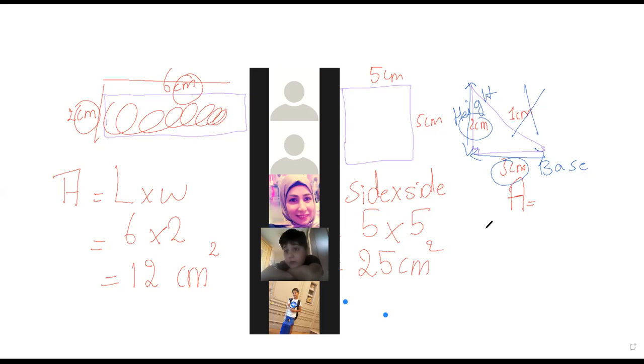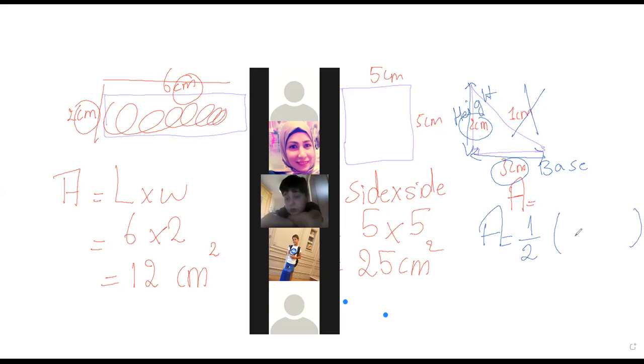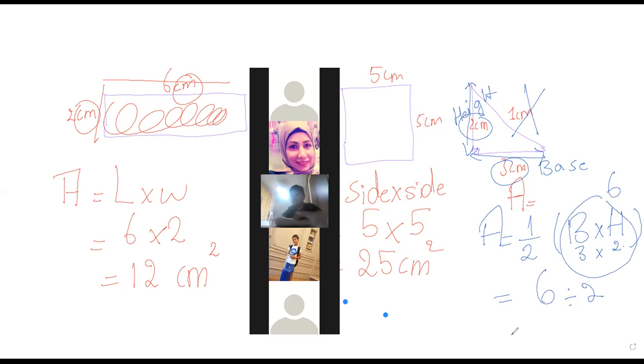So we have to study this rule. The area of a triangle is half the base times the height. The base equals 3 and the height equals 2. 3 times 2 is 6. Half of 6 means dividing 6 by 2. Which number in table 2 gives us 6? 3. So the area is 3 centimeter square. Like this we will solve them. Easy.